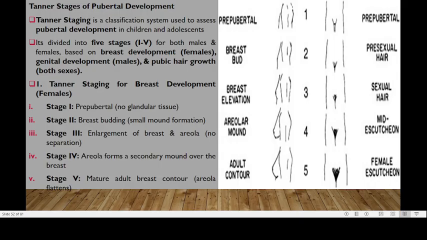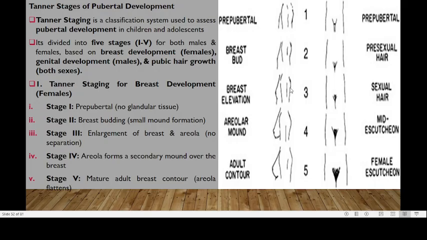If you look at the first one, which is the breast development for the females, you could be classified in stage 1 as pre-pubertal stage if there is no glandular tissue, like in the case here, or stage 2 if there is breast budding, small mound formation, or stage 3 where there is enlargement of the breast and areola but no separation.